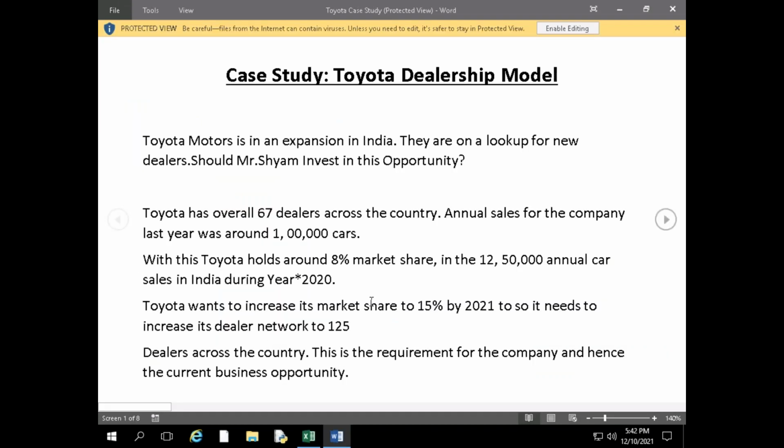So Toyota has overall 67 dealers across the country. Annual sales of the company last year were around 1 lakh cars. With this, Toyota holds around 8% market share in the 12 lakh 50,000 annual car sales in India during the year 2020. Toyota wants to increase its market share to 15% by 2021, so it needs to increase its dealer network to 125 dealers across the country. This is the requirement for the company and hence the current business opportunities.